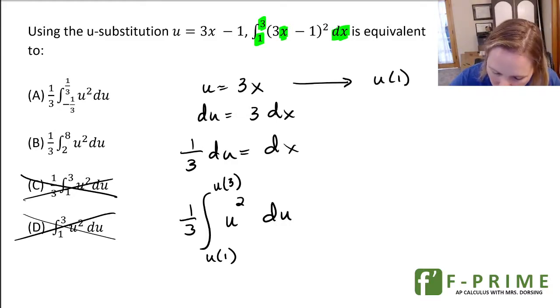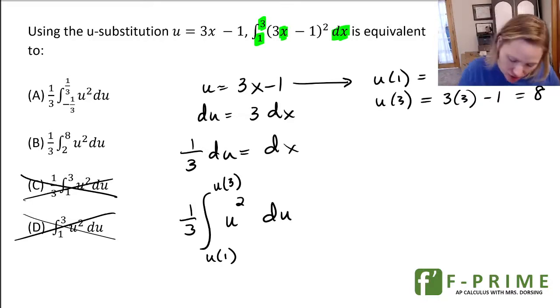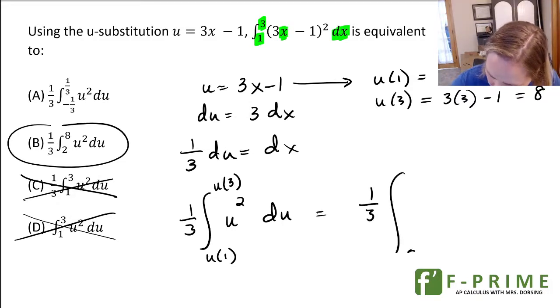So u of 1 is going to be 3 times 1. U of 3, oops, and it's 3x minus 1. Silly me. Is going to be 3 times 3 minus 1. So that's going to be 2, and that's going to be 8. Oh, those are my new limits. So right here, that allows me to go here and choose option B. My new limits are the u values at my old limits, 1 and 3. So my actual answer will look like this.